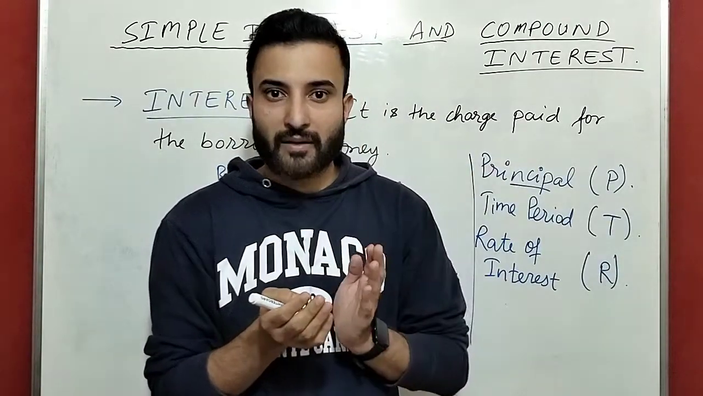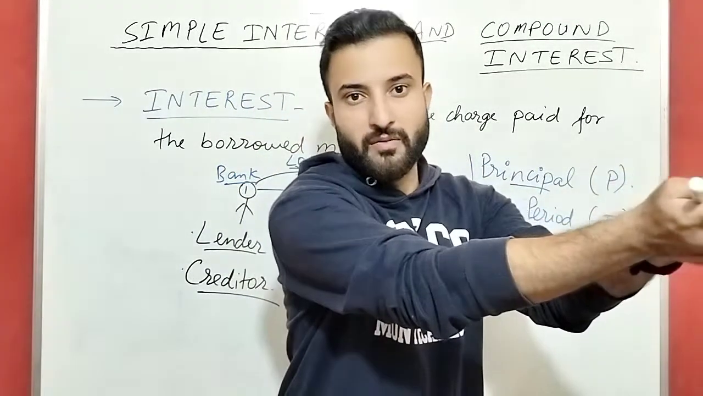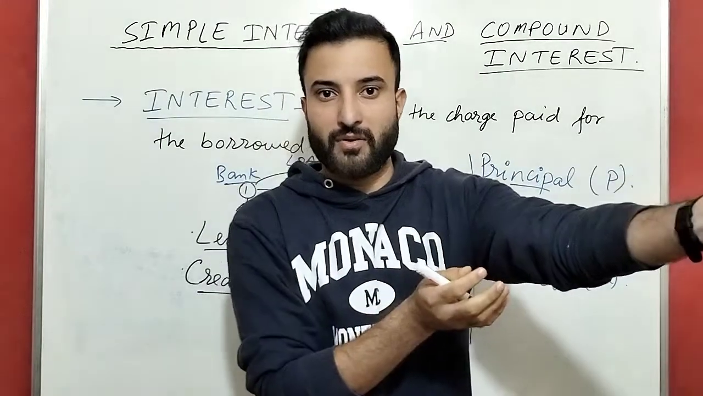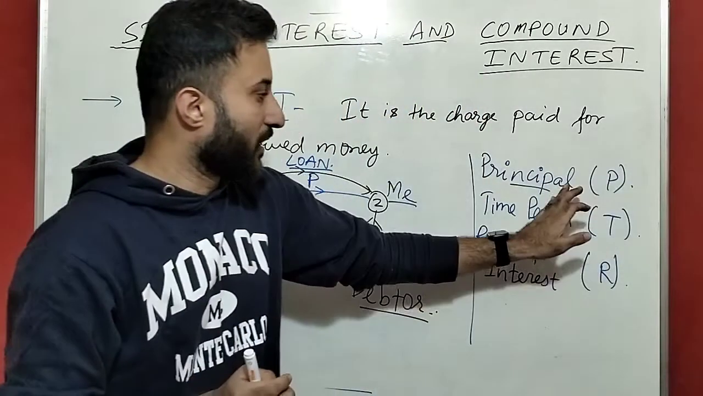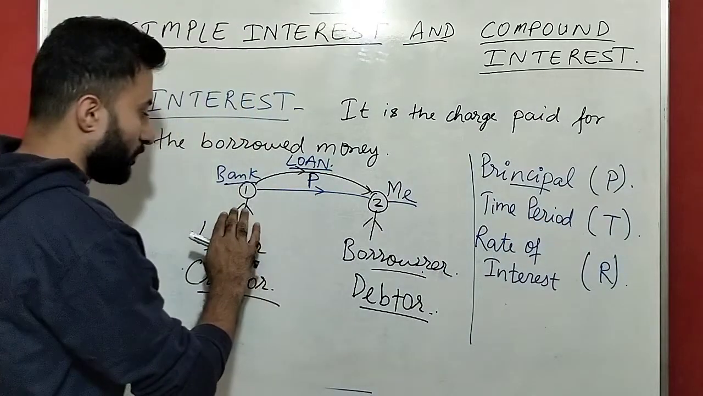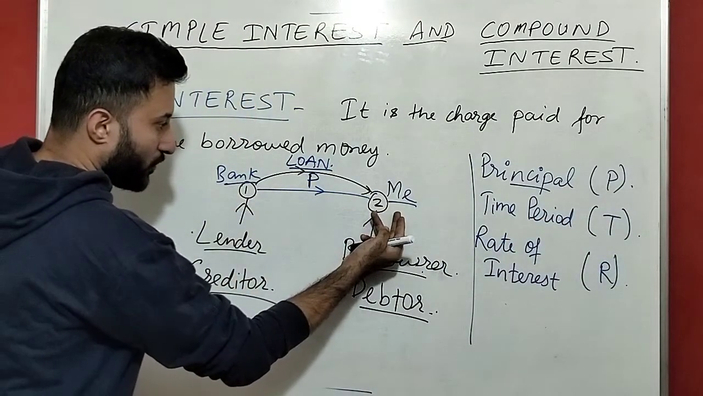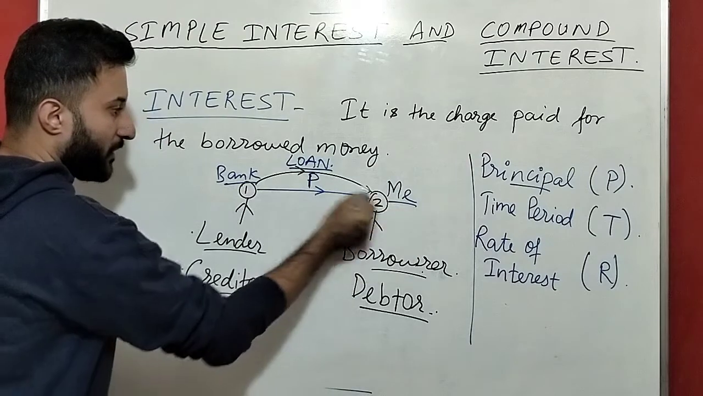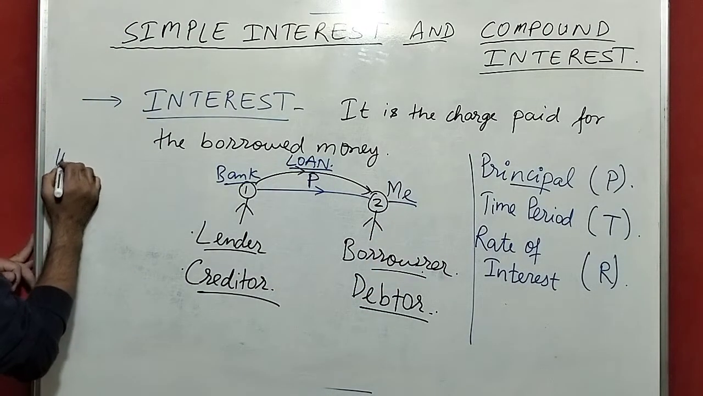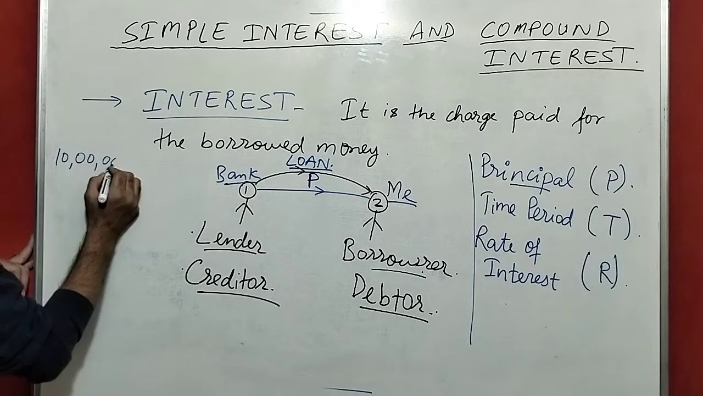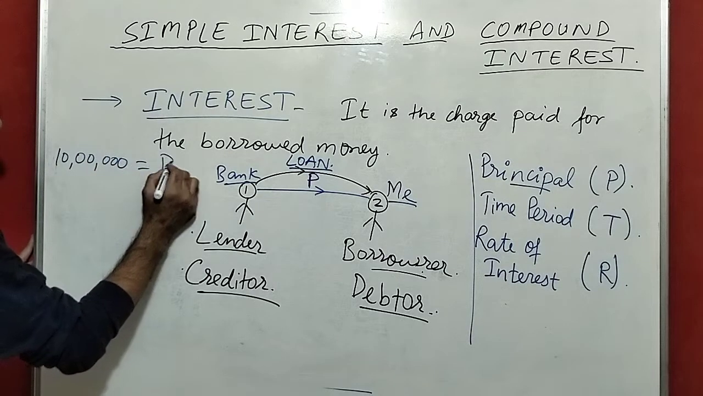Or if someone is asking how much amount of money I am giving to that person, that amount of money is the principal. The bank has given me a certain amount of money, which means the bank has given me the principal. Suppose the bank has given 10 lakh rupees to me, so that 10 lakh is the principal.